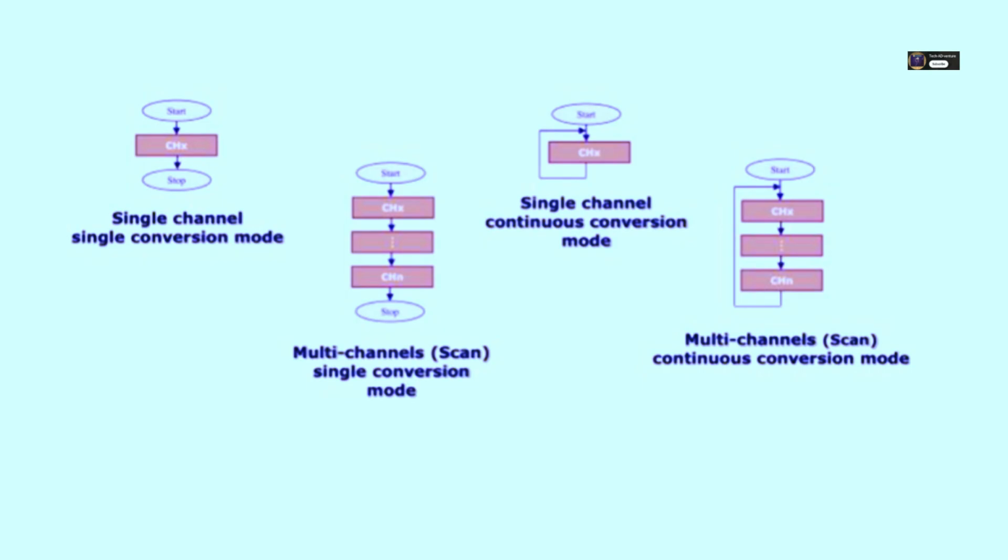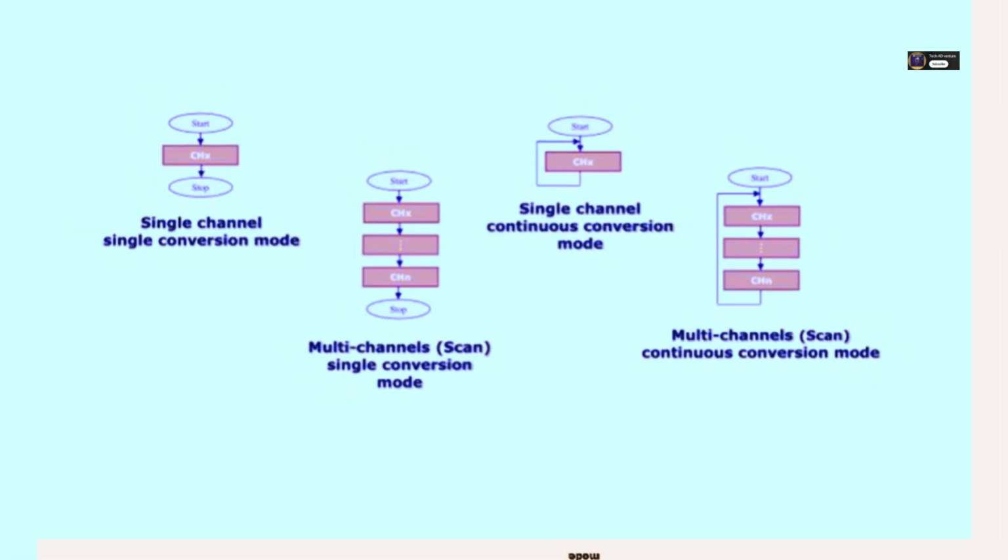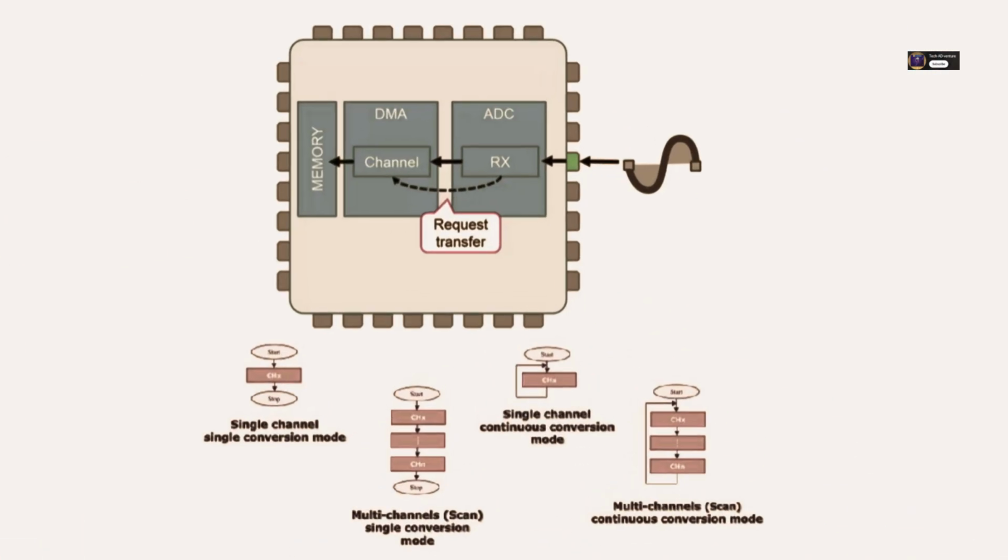Non-stop readings. Right. Scan mode is handy when you have multiple sensors connected to different channels. You can configure it to automatically cycle through a sequence of channels, maybe channel 1, then channel 3, then channel 5, converting each one in order. Oh, neat. And finally, and often most efficiently, you have interrupt mode or DMA mode. These allow the ADC to signal the CPU or transfer data directly to memory after a conversion is complete, without the CPU having to constantly check if it's done. This frees up the CPU enormously.